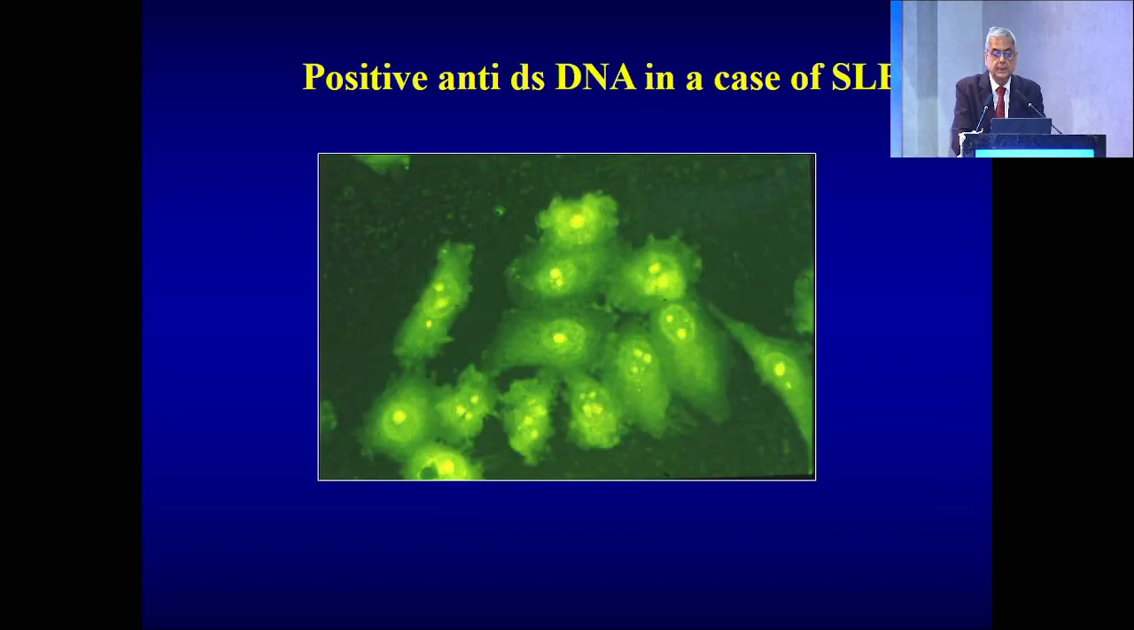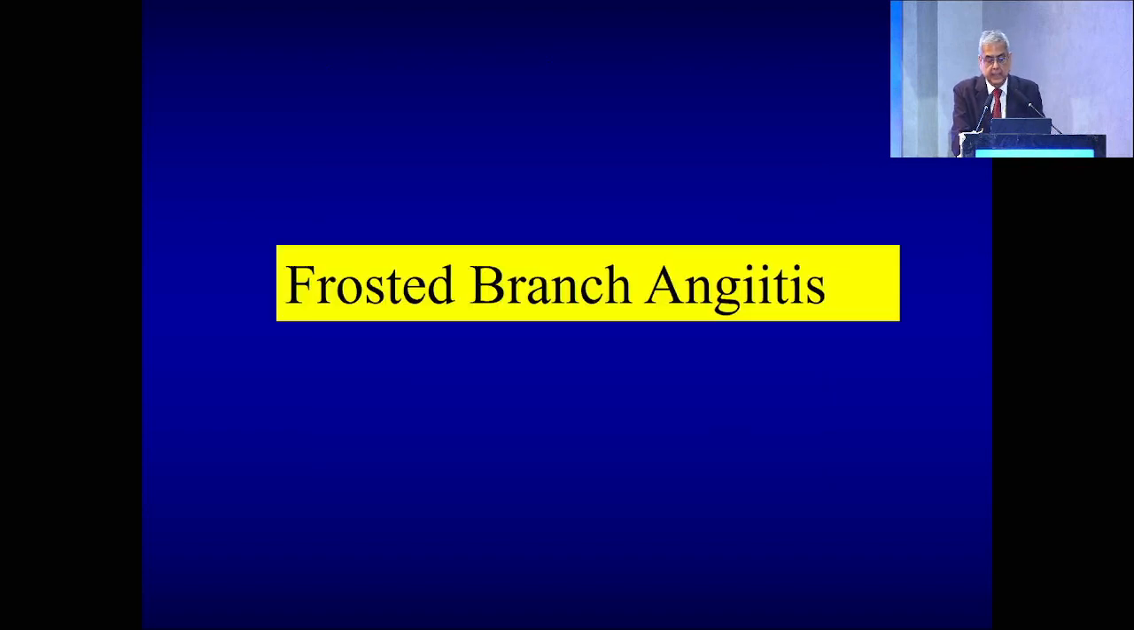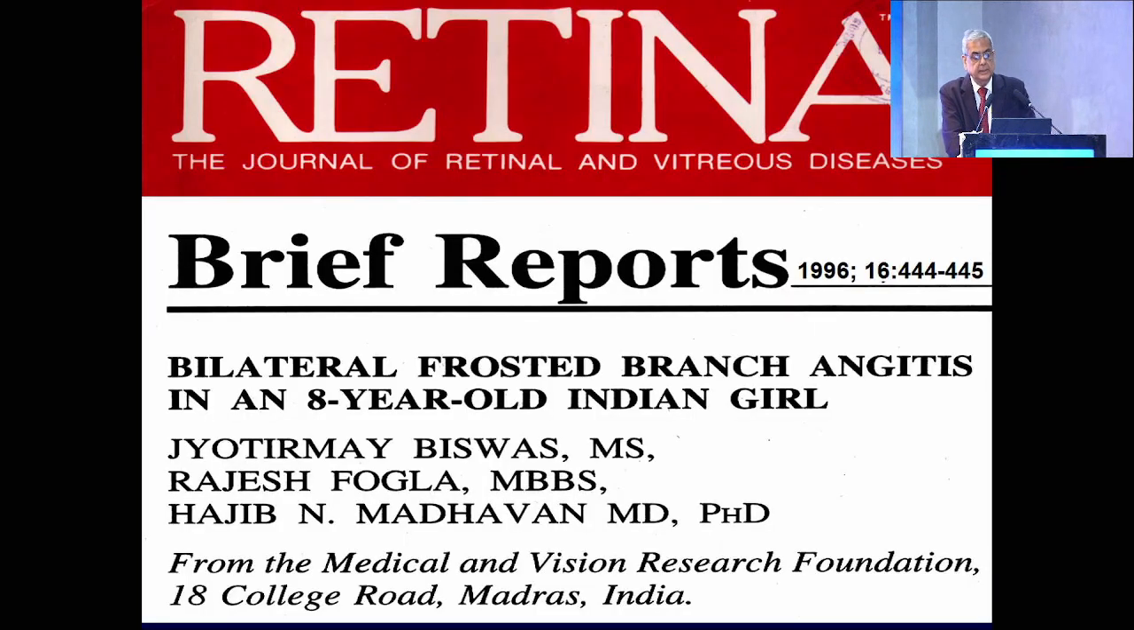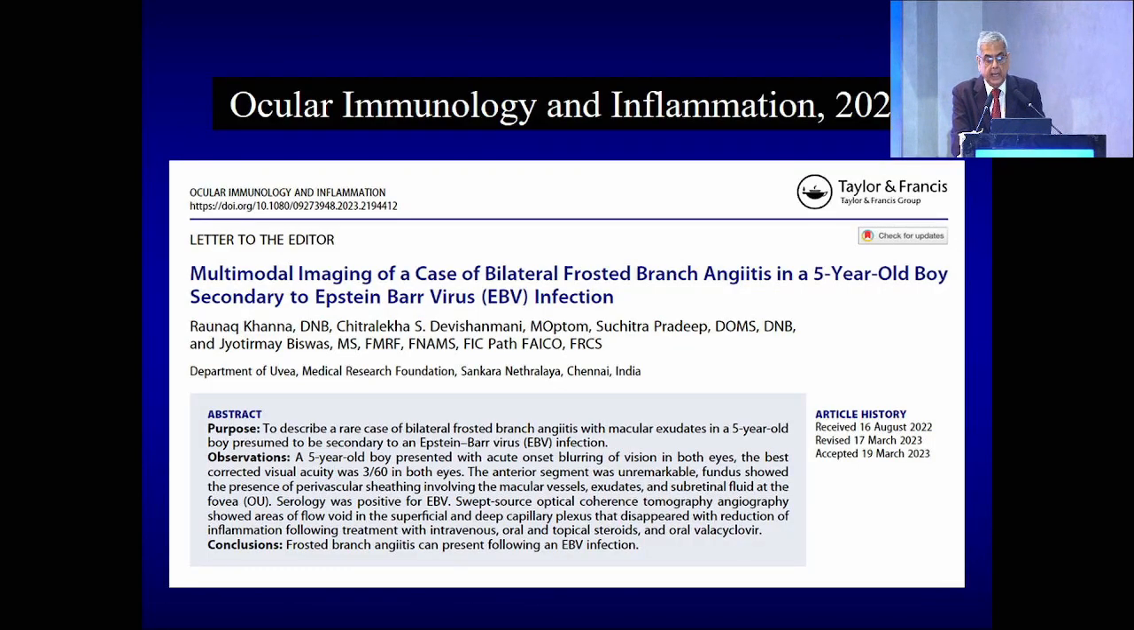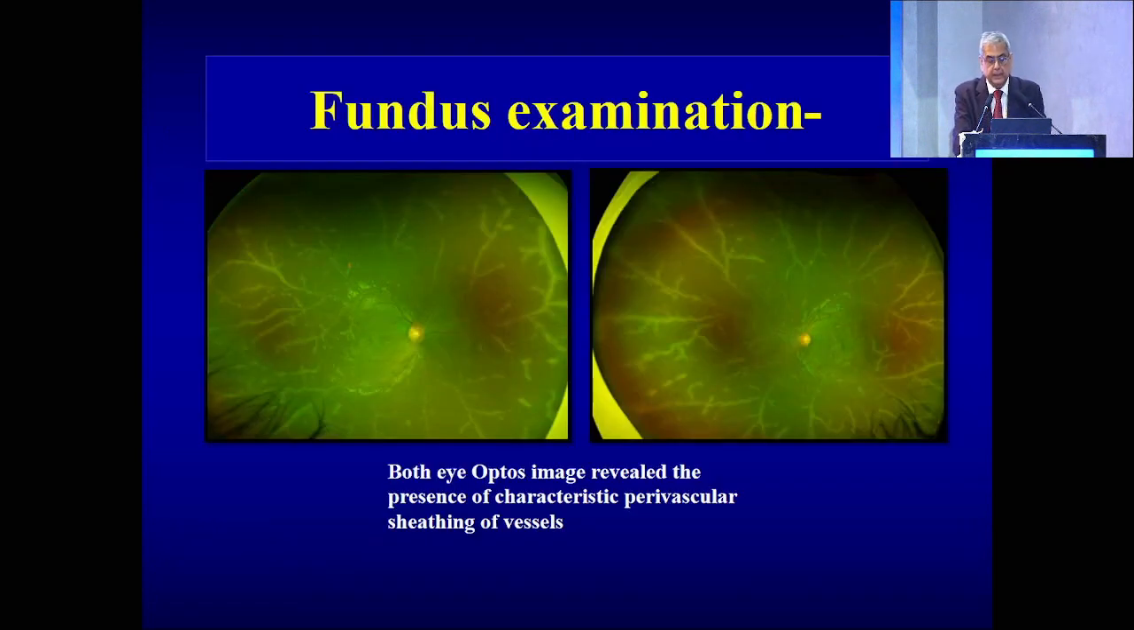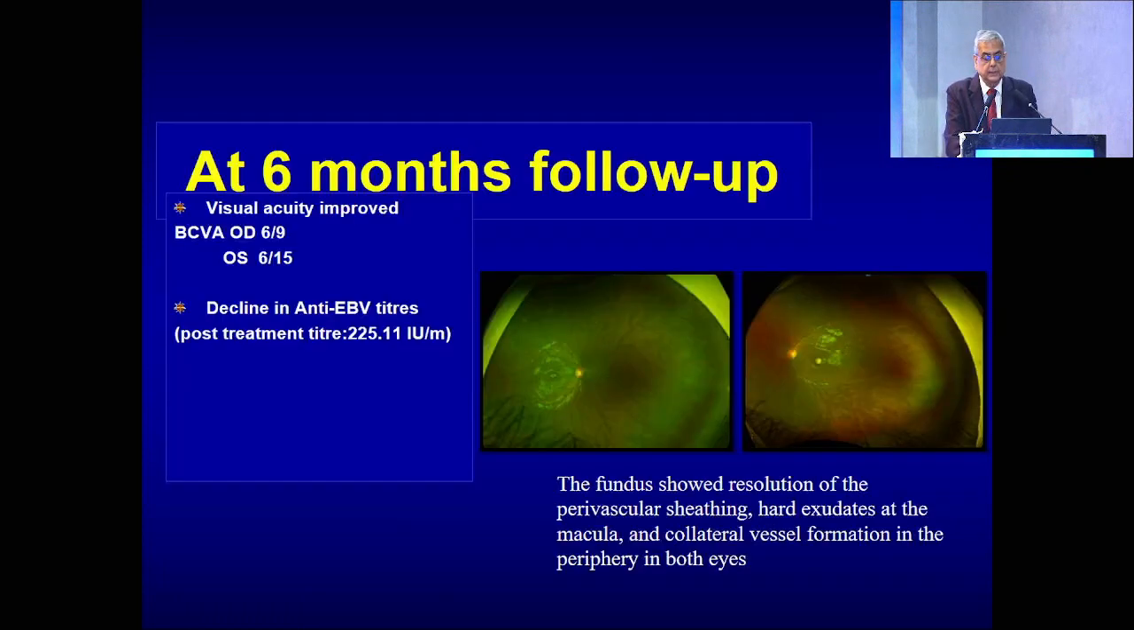Positive anti-nuclear antibody is variable in case of Eales disease. Periphlebitis can be seen in various cases. Like this, we reported in a young 8-year-old girl, and then recently we reported in a 5-year-old boy who has periphlebitis due to Epstein-Barr viral infection. You can see the extensive periphlebitis, which responded to steroid and antiviral medication.